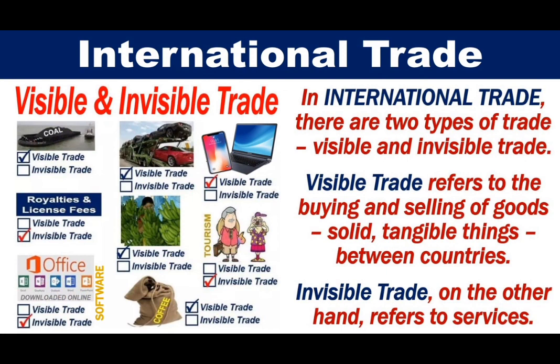In international trade, there are two types of trade, visible and invisible trade. Visible trade refers to the buying and selling of goods, solid, tangible things between countries. Invisible trade, on the other hand, refers to services.